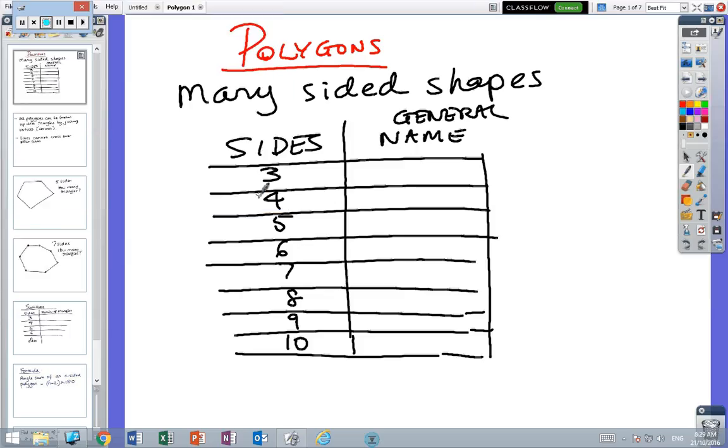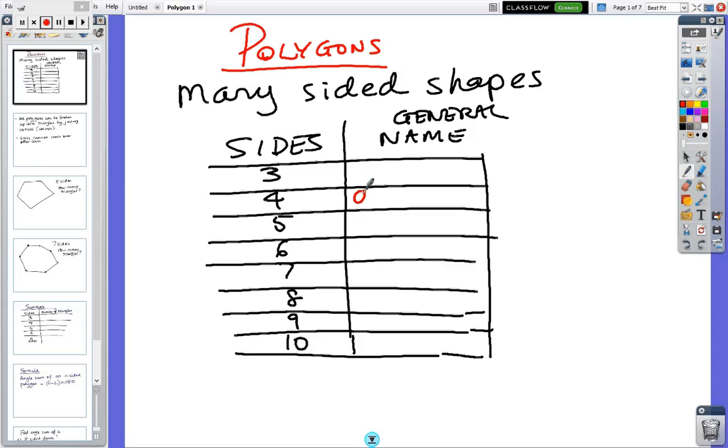Okay, so we're looking now at one of the final topics for this semester, and it's polygons. Polygons are just many-sided shapes. I've got a table started, and obviously there are heaps and heaps of polygons. But what I want you to do is think of the general name for a three-sided figure, a four-sided figure. Now, I'll start you off.